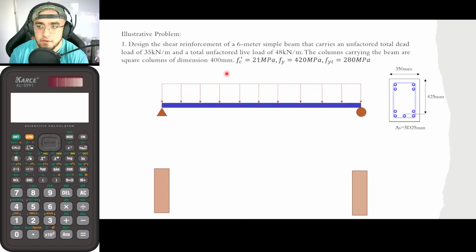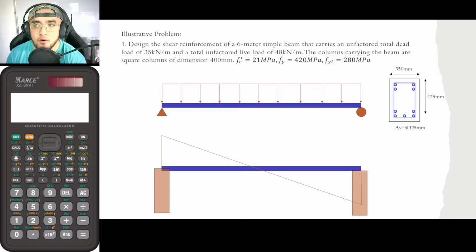The first thing that we will now be doing here is for us to solve for the shear diagram of our section. So, shear diagram first. In order for us to solve for our shear diagram, we must first know what the load is. For the load, as you can see here, we have an unfactored dead load of 35 kilonewton per meter and an unfactored live load of 48 kilonewton per meter.